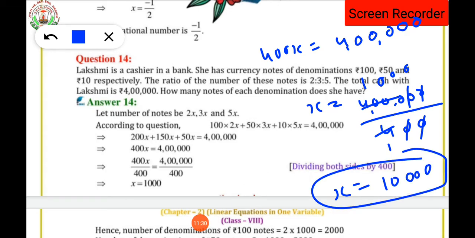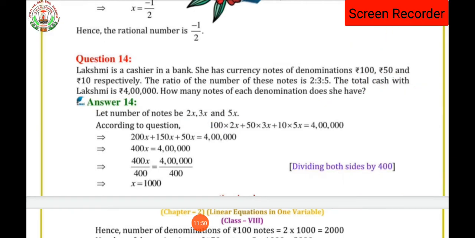So what is the value of x we got over here? 1000, we got the value of x. As we know that the ratios are 2x, 3x and 5x, we are going to multiply this by 1000. Okay. So the value of x will be multiplied with each of the ratios, 2x, 3x and 5x. Okay. So first one is 2x.